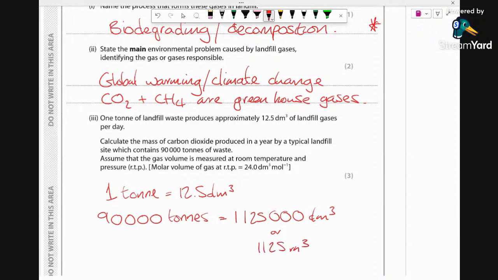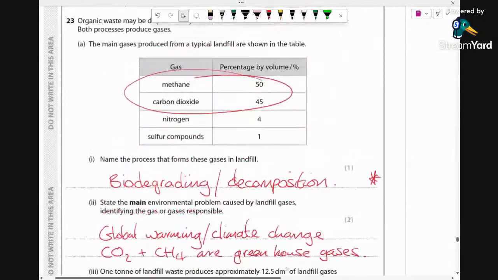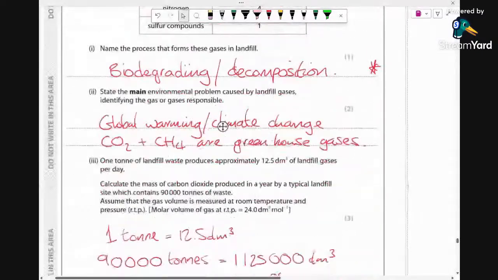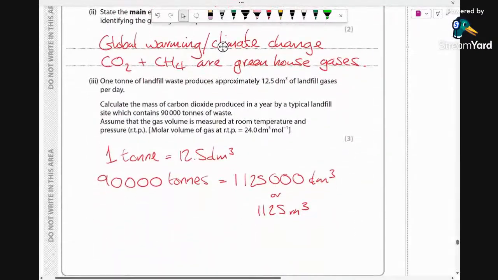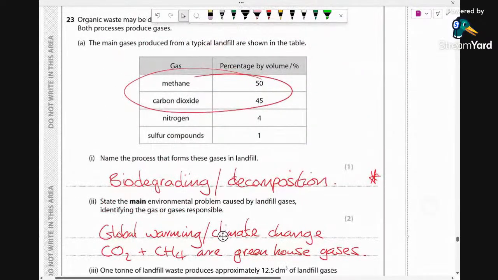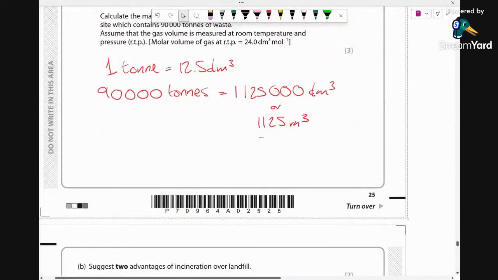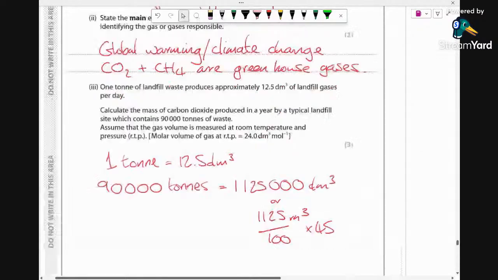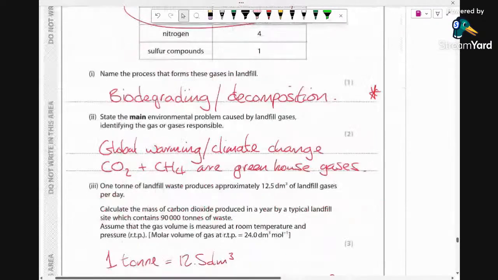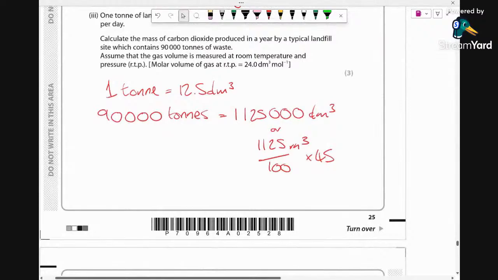Now the problem is, that's not over. Because what we now need to realize is they're asking us for carbon dioxide, and it's got a percentage. So it's 45%. Perfect. So I'm just going to divide this by 100 and then times it by 45. Check my percentage again that I've got the right one. Yep, carbon dioxide. I like it. So I'm going to do that divided by 100 times by 45, and I'm going to make a volume of 506.3 meters cubed.